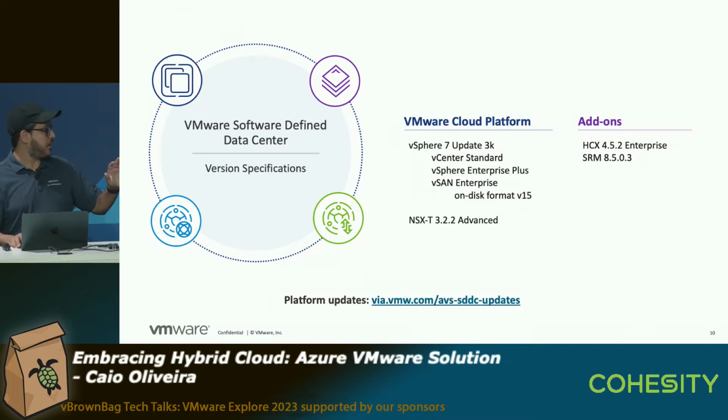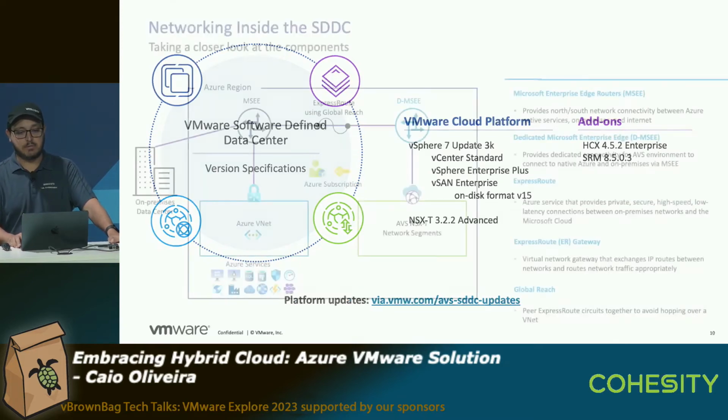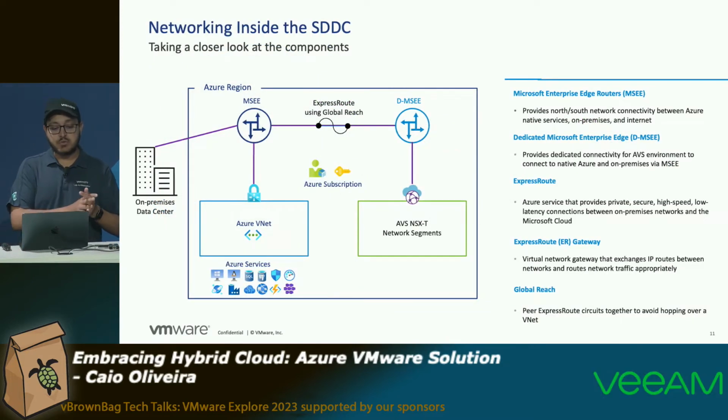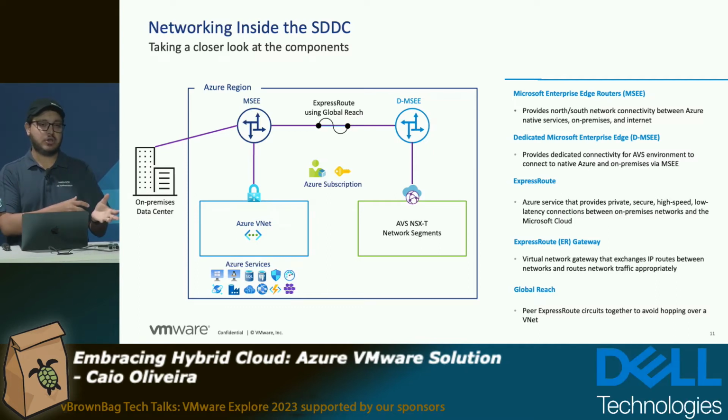Everything on that. So all the platforms updated. You have a link here that you can look at better, right? Here is really interesting, right? So how you connect your AVS using Azure terminologies. Azure calls it private cloud. So when I talk about AVS private cloud or SDDC, it's pretty much the same thing, right?